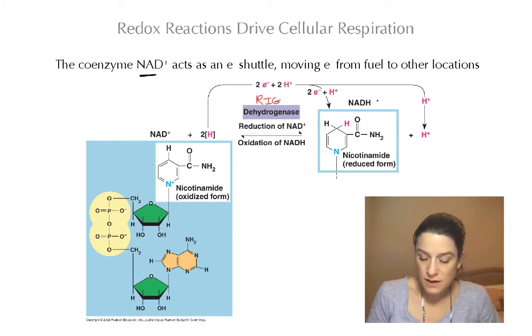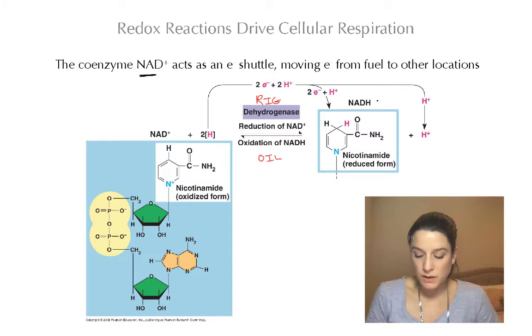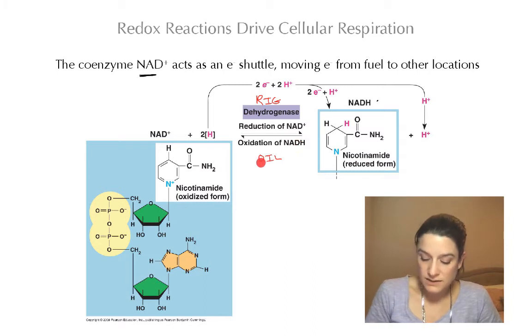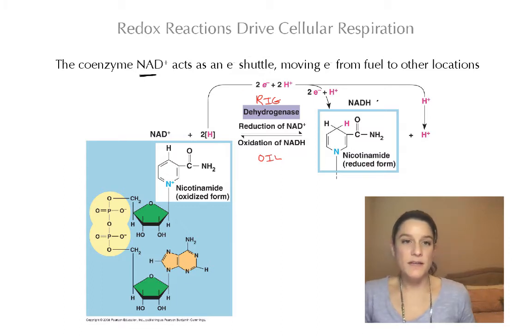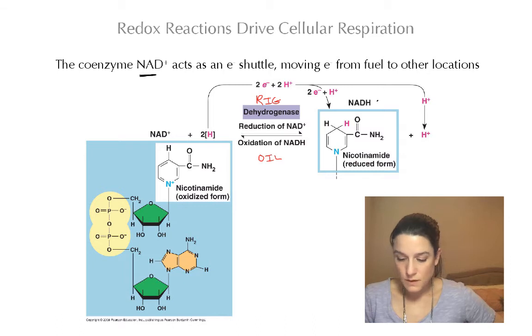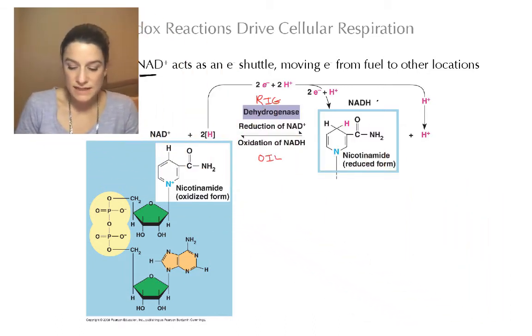Reduction means gain. And then once it loses those electrons by donating them to another molecule, it's going to be oxidized. So you would say that NADH is oxidized back to NAD+. And so you just have this cycling here within the mitochondrion. All right. So that's how NAD+ and NADH works.